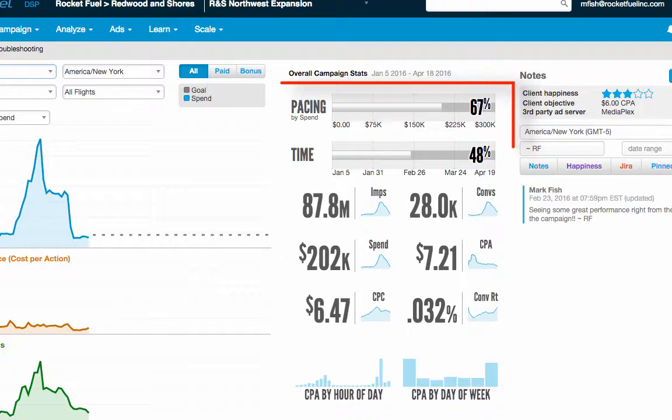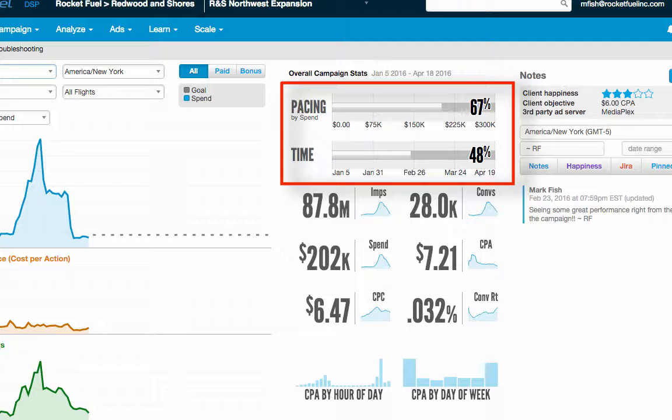Let's take a look at the two bar graphs displayed here. They are pacing by spend and time. Pacing by spend shows how much the campaign has spent to date and the percentage of the total budget that it represents. Time shows how much of the time allotted for the campaign has elapsed by date and percentage.